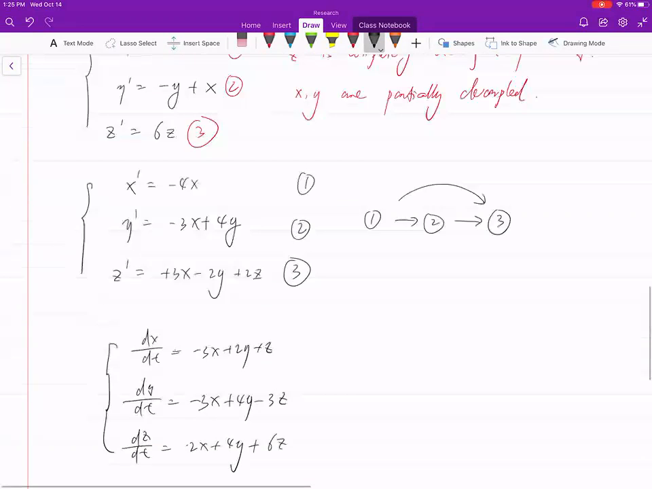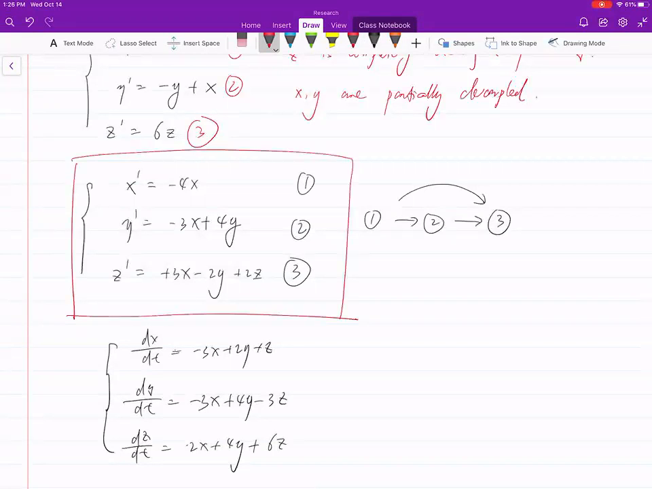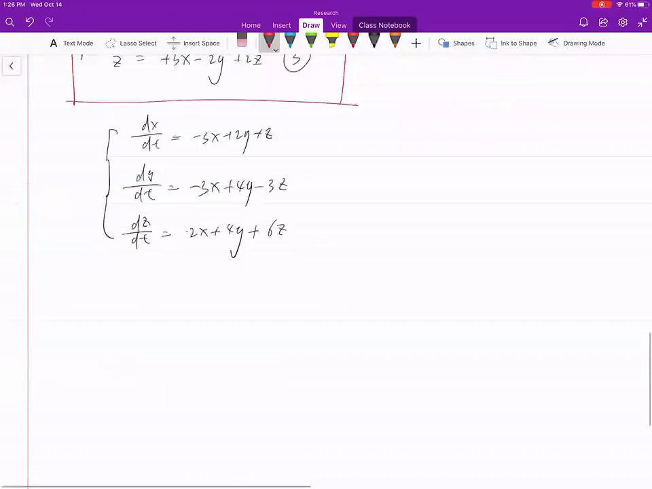Now question. Does this remind you of something you're familiar with? This procedure: solve one, plug into the second, solve it, plug everything into the third, solve it, plug it back, keep going. Something in linear algebra, something that looks like this.